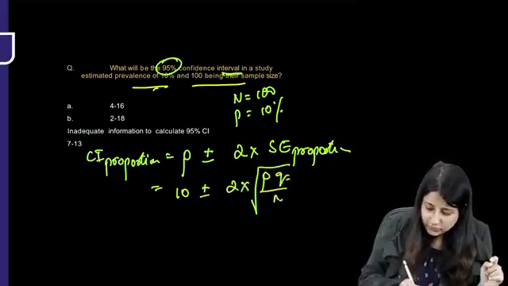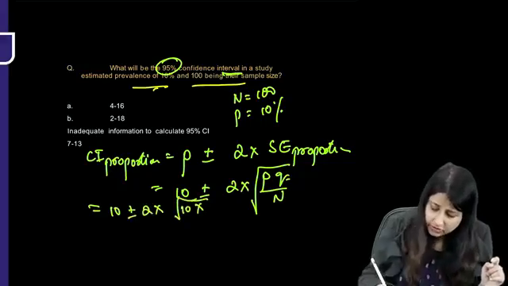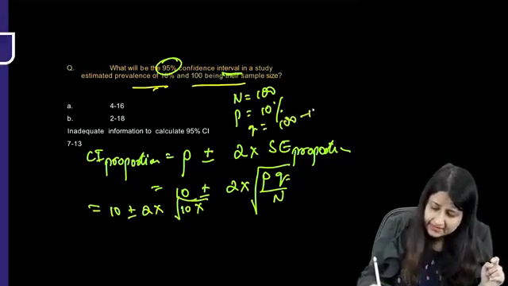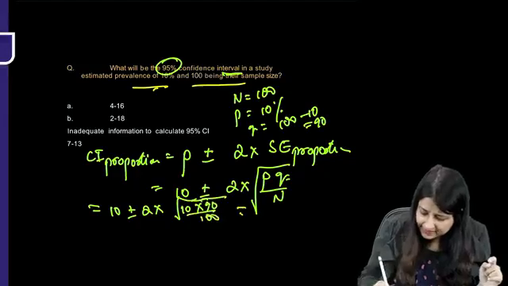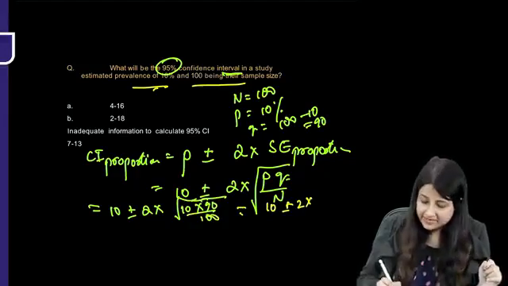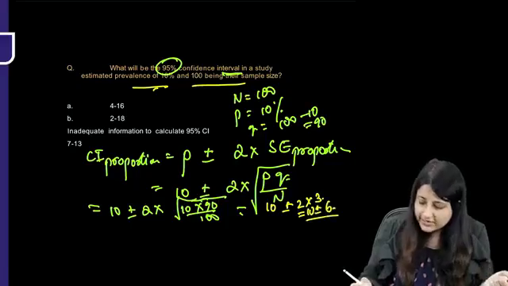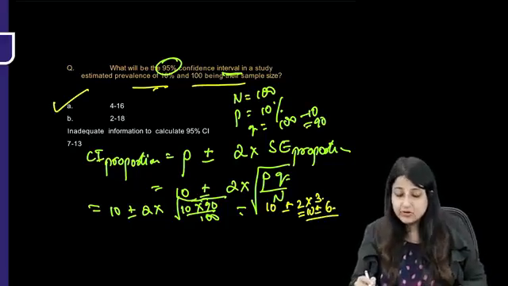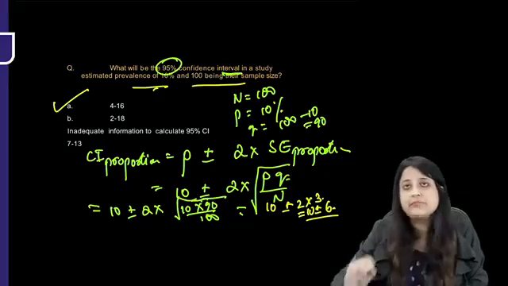So P has been given to you as 10 plus minus 2 into square root of PQ by N. Okay, so 10 plus minus 2 into P is 10. What is your Q? Q automatically will be 100 minus 10, 90%, right? Divided by 100. So this will come out to be 10 plus minus 2 into square root of 900 by 100. So square root of 3. So 10 plus minus 6. Okay. So 10 plus minus 6 means 4 to 16. So I'm 95% confident that the prevalence of the population will lie between 4 to 16%.